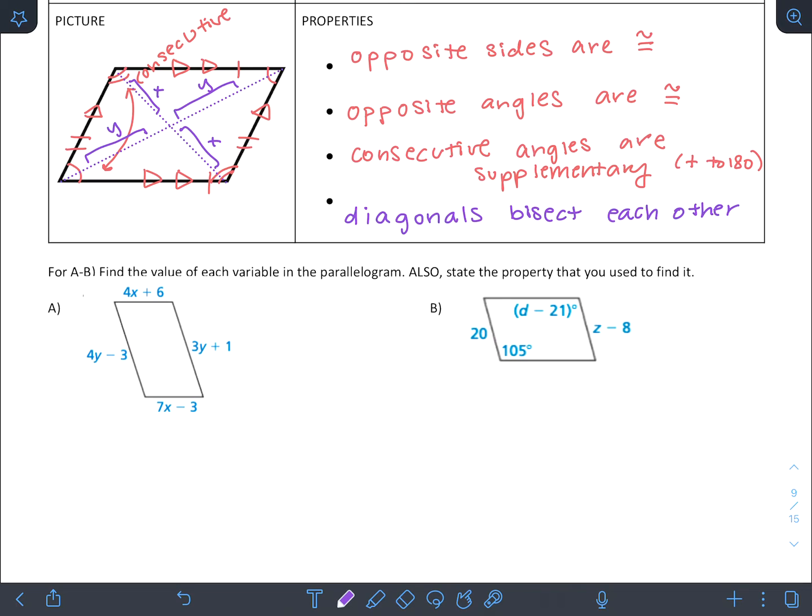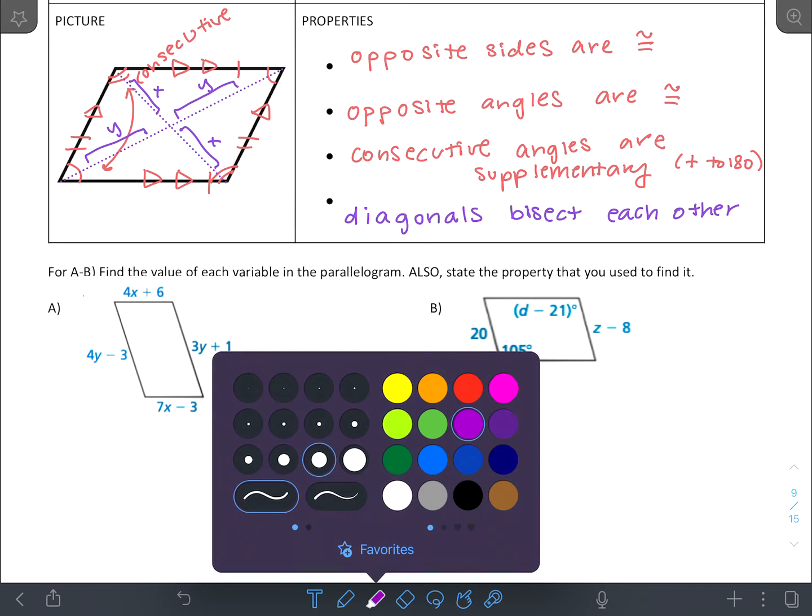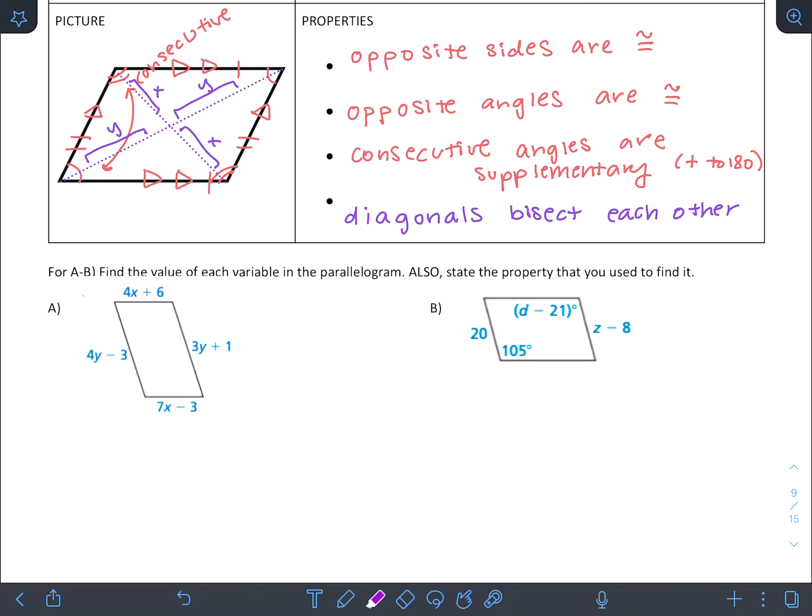So for A and B, it says find the value of each variable in the parallelogram. Also, state the property that you used to find it. So as I go through and I look, I notice a couple things going on. First off, on the first example, I have side lengths given to me. I'm told that the left side of that parallelogram is 4y minus 3. And then the opposite side to that is 3y plus 1.